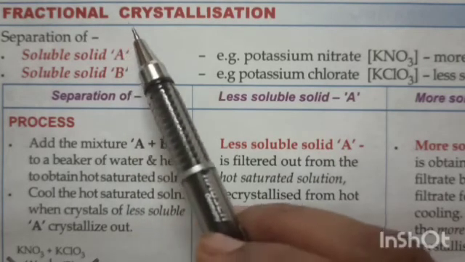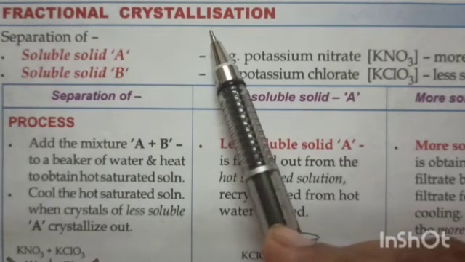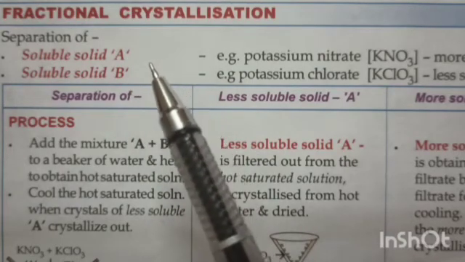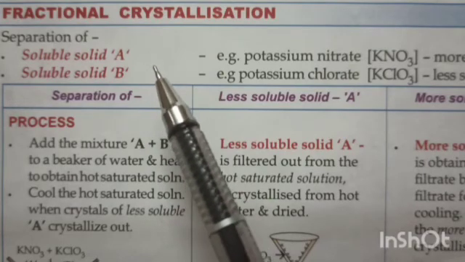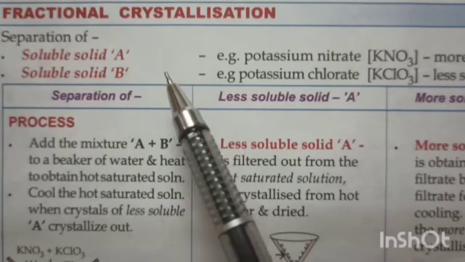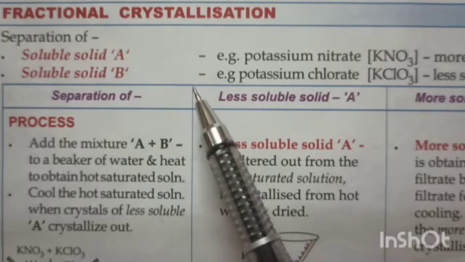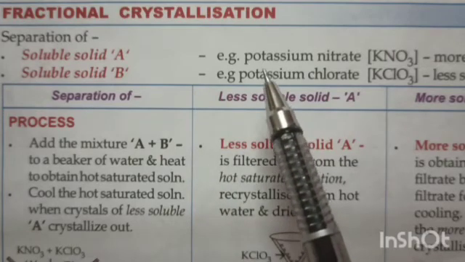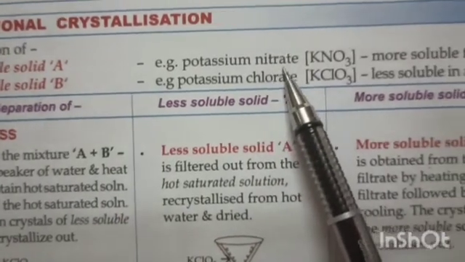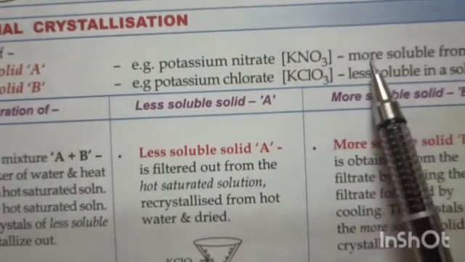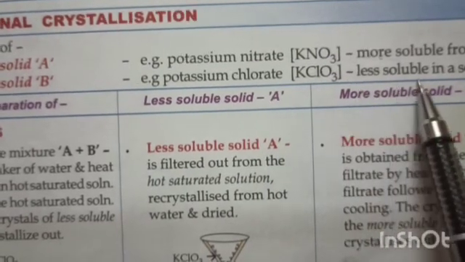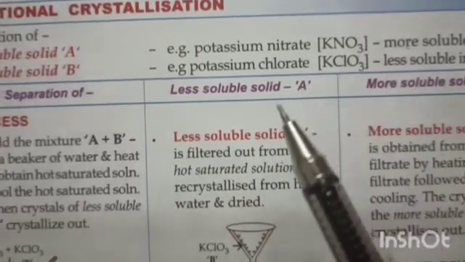Okay, now next is fractional crystallization. Children, this method is used when both the components of the mixture are soluble in a particular solvent, but there is a difference in the solubility of the solids in that solvent. For example, when a more soluble solid, potassium nitrate, is mixed with potassium chlorate, which is less soluble in a solvent, then you use this method.